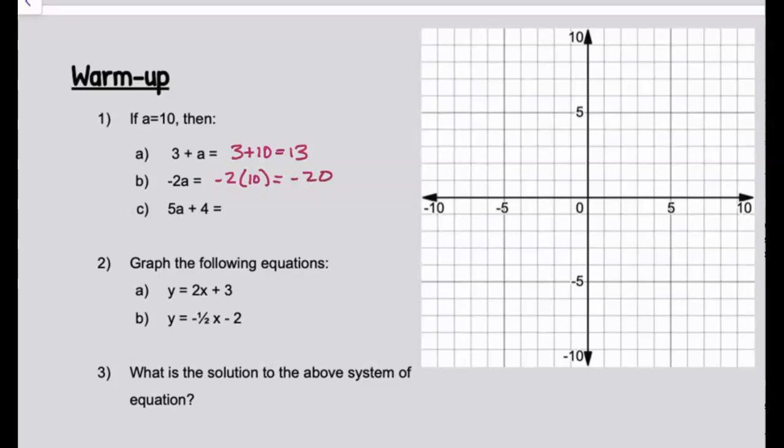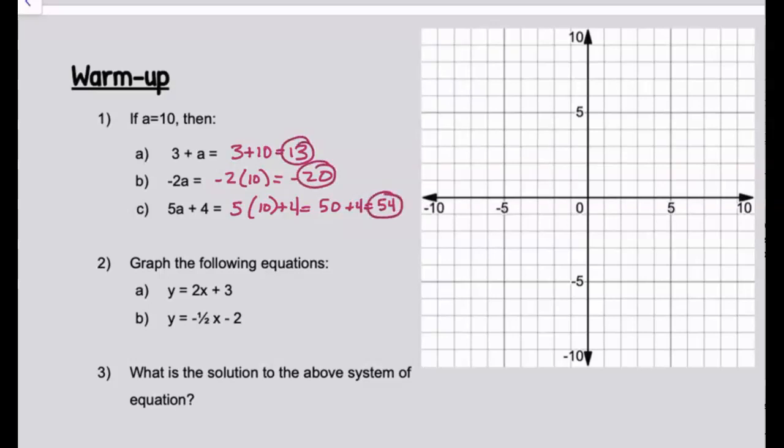And then the last one on this is what is 5a plus 4? If a is 10, we substitute in 10 for the a, and we have 50. 10 times 5 plus 4, which gives us 54. So these are the answers to those 3 problems.